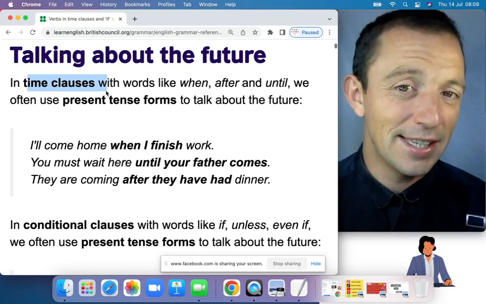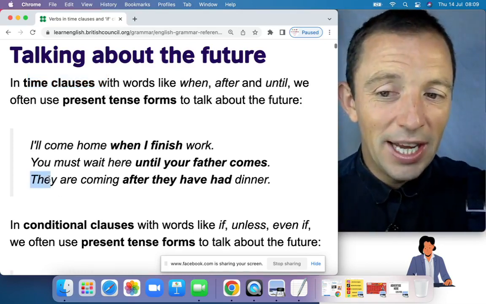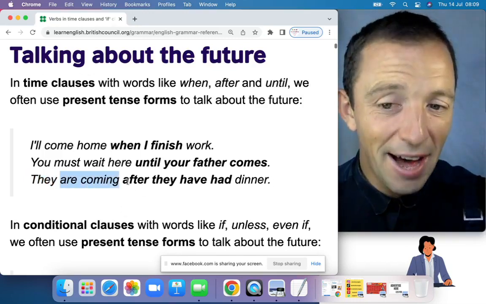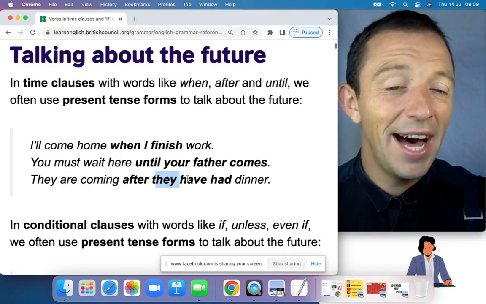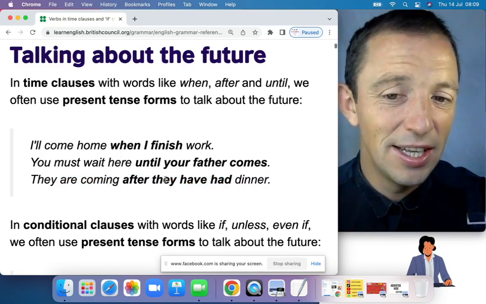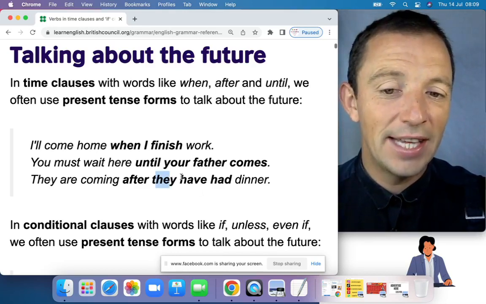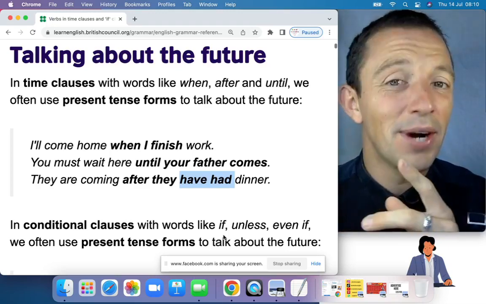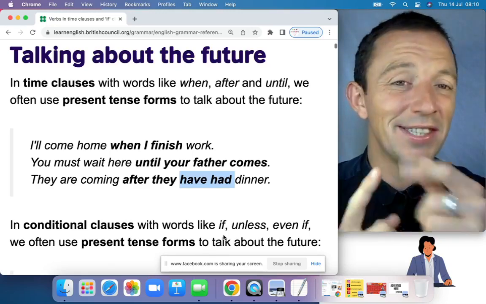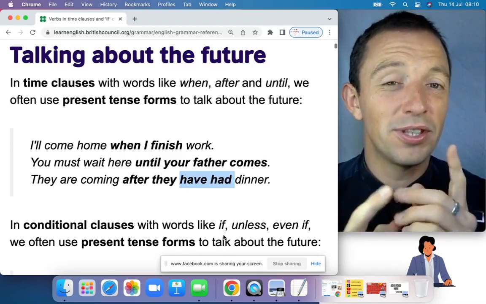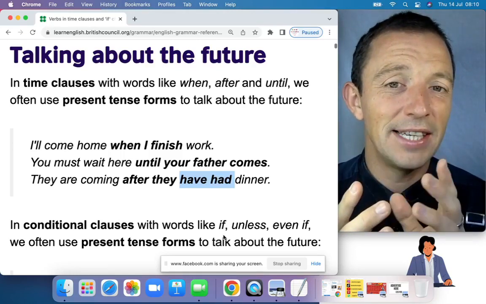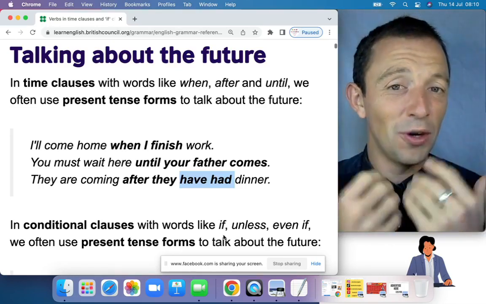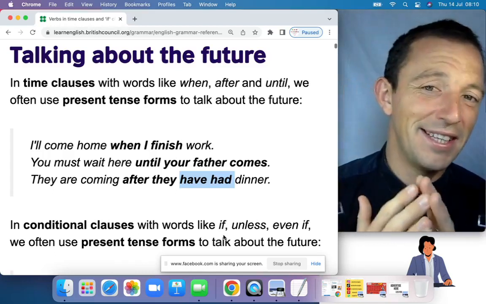Okay, next example. They are coming, that's the subject. Are coming is the present continuous. They are coming after they have had dinner. So this changes a little. The subject is they, and the verb is the present perfect. Remember, the formula for the present perfect is the auxiliary verb have plus the past participle of the verb. And in this case, the past participle is had and the auxiliary is have. So they are coming after they have had dinner.